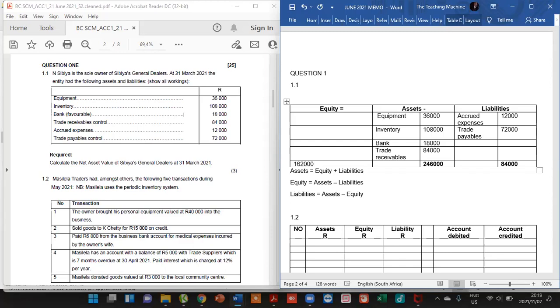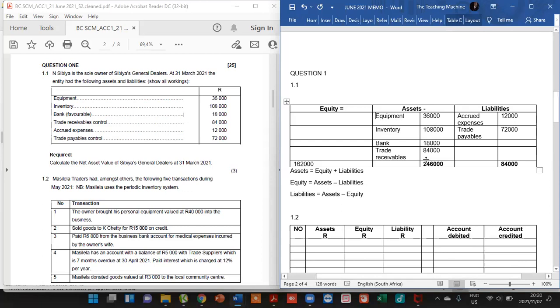Then we moved to the liabilities. We had accrued expenses and trade payables. What are liabilities? The debts of the business. If the business's expenses are accrued, it means that the business owes some expenses. If you owe, you have a debt, you have a liability. Trade payables are people whom the business owes, such as suppliers. The business is liable to pay its suppliers. Therefore, trade payables, also known as creditors control, is a liability account.